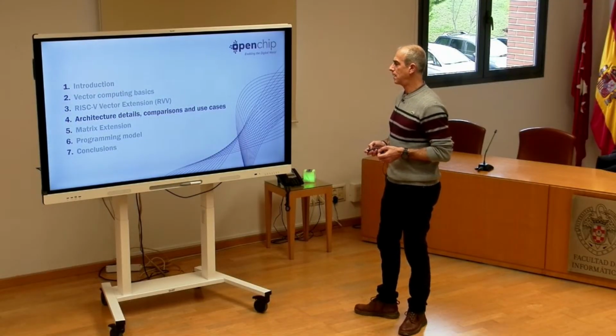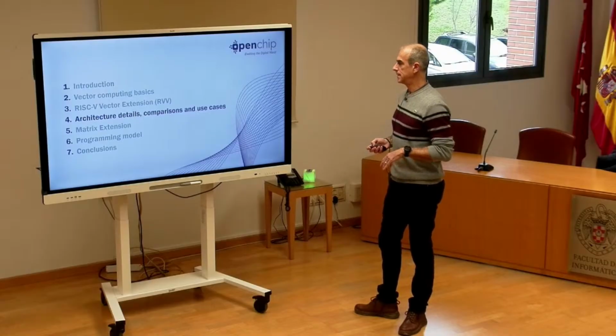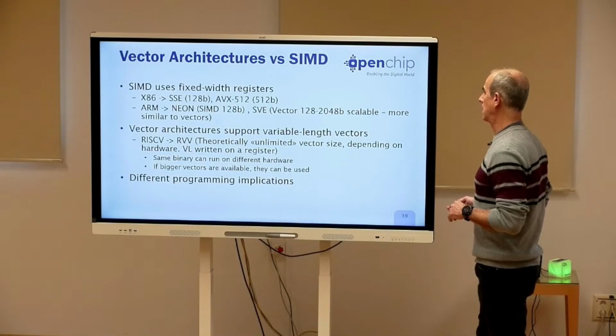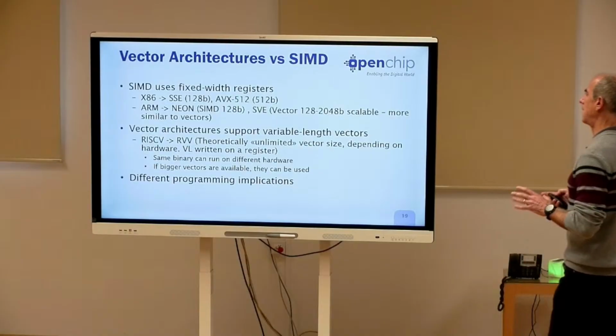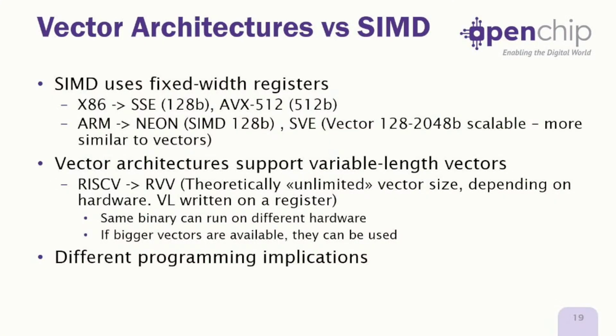Let's see some architecture details. I want to summarize here very briefly some differences between a vector architecture and a SIMD architecture, and why we have more flexibility and more performance if we use a vector architecture.